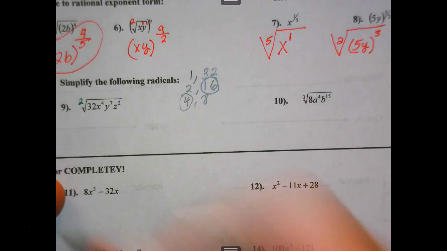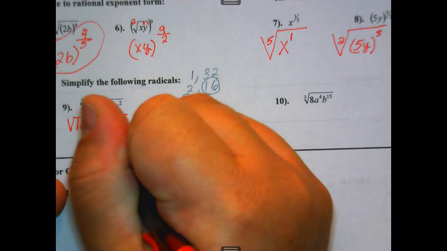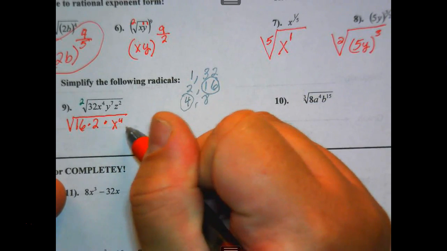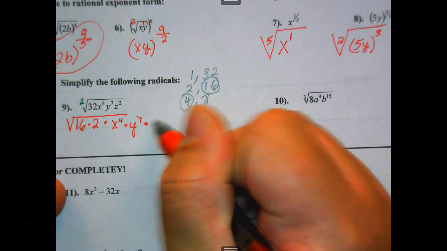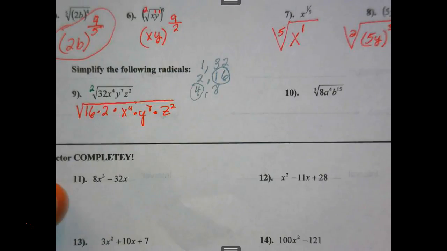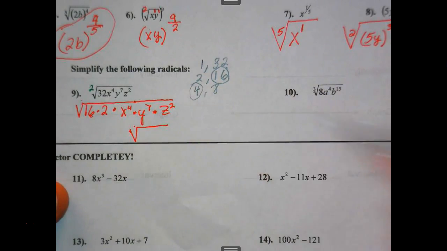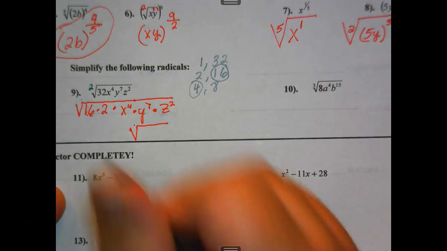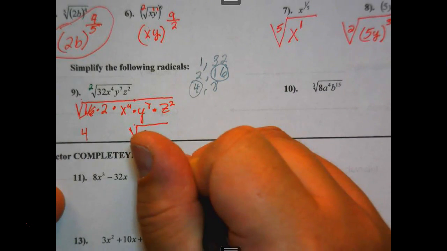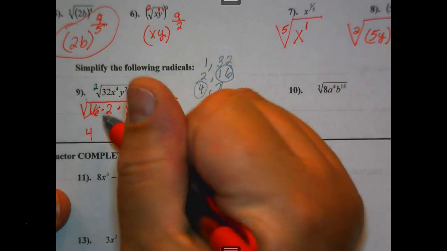So let's rewrite this. So I have the square root of 16 times 2 times x to the 4th times y to the 7th times z squared. Okay, I'm going to have leftovers on this, aren't I? Okay, so I'm going to put the square root to 2, square root. Now, what's the square root of 16? 4 takes care of my 16. What's the square root of 2? I don't know. It's an irrational number. Takes care of my 2.